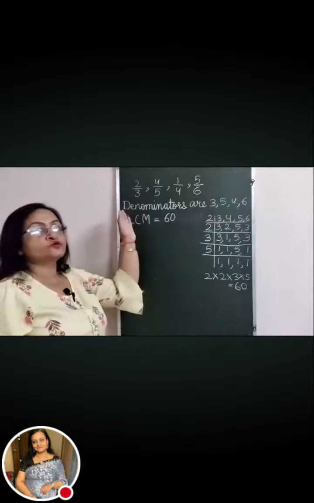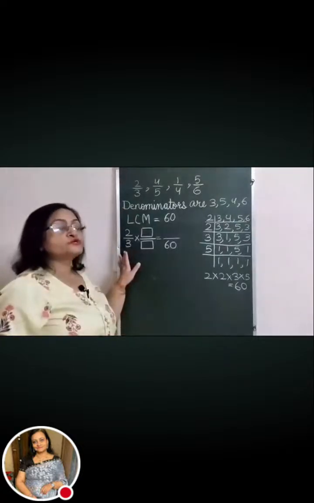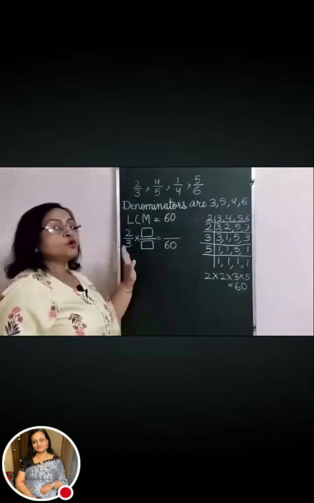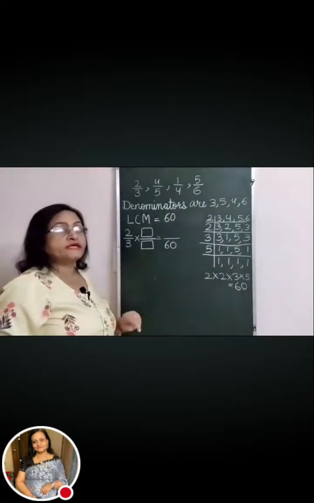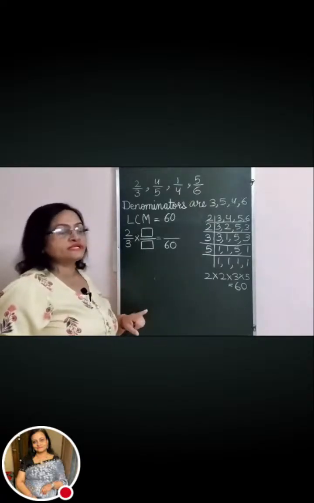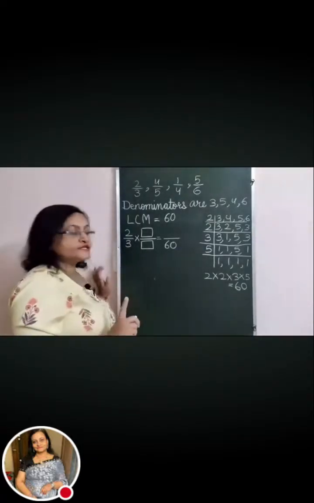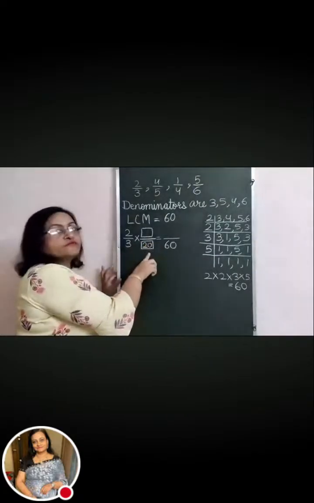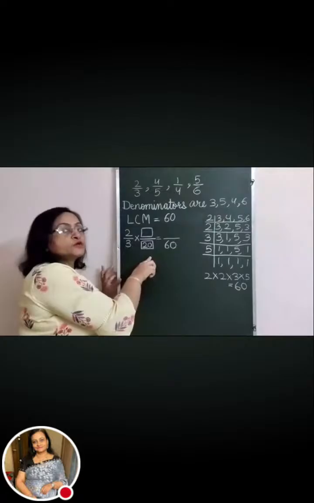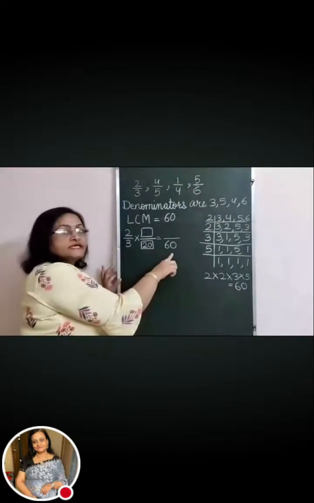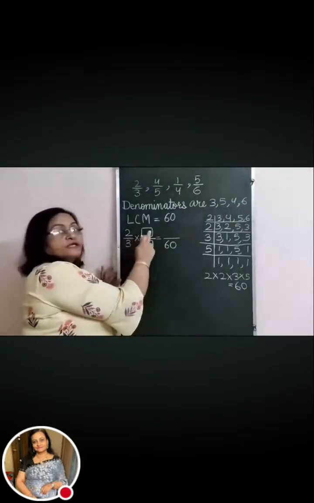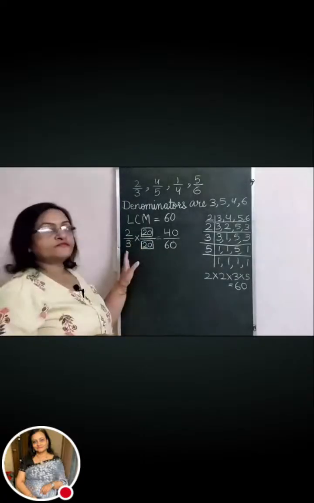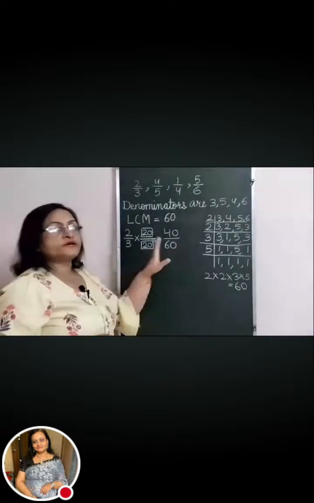First of all, let's take 2 by 3. By which number we should multiply 3 to get 60 as denominator? 3 को हम किस number से multiply करें कि हमें denominator में 60 मिले? We can multiply 3 by 20 because 3 twos are 6, 2 and 0 here. So this way we have got 20. If we multiply 20 by 3, we will get 60 as denominator. So we will multiply numerator also with 20. 20 twos are 40. 2 by 3 is equivalent to 40 by 60.